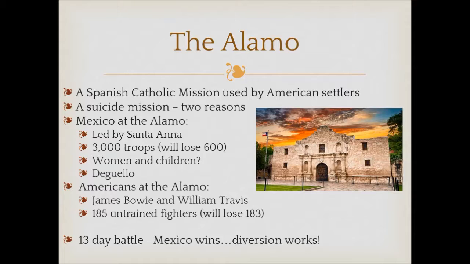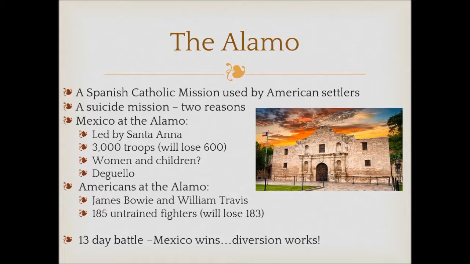William Travis is one of the last to die, and according to the legend of the Alamo, he climbed to the highest wall and was basically screaming at them, "Come get me, you can't get me, you can't kill me." And so they killed him. They filled him with holes, and that was the end of William Travis.